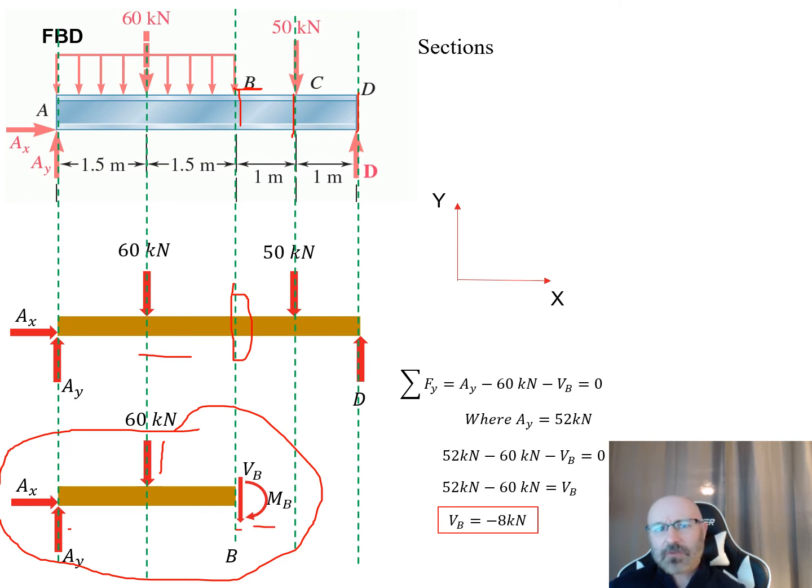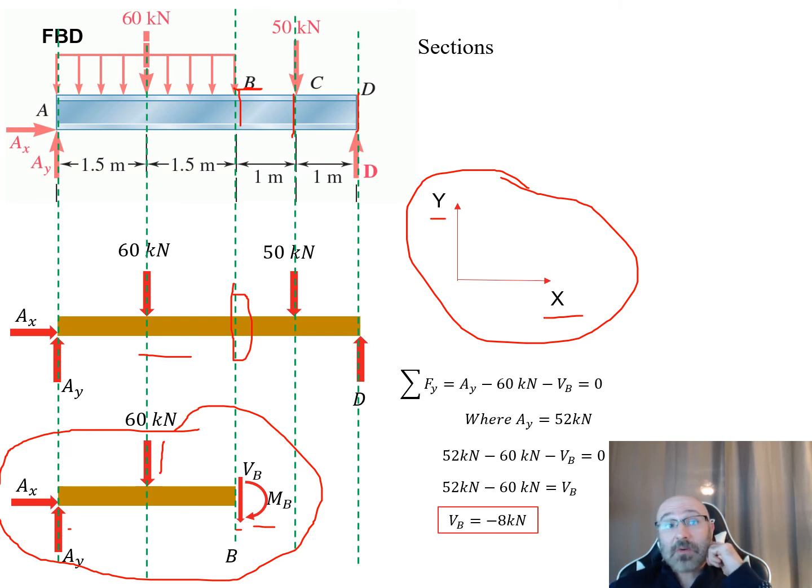We're really not concerned about moments; we're just looking at our shears right now. Let's pick a standard coordinate system: x positive to the right, y positive going up. Now, for this first section at B, what is the summation of forces? The summation of forces is equal to 0, so in our y direction we have A sub y, negative 60, and the shear force V sub B, and this is equal to 0.